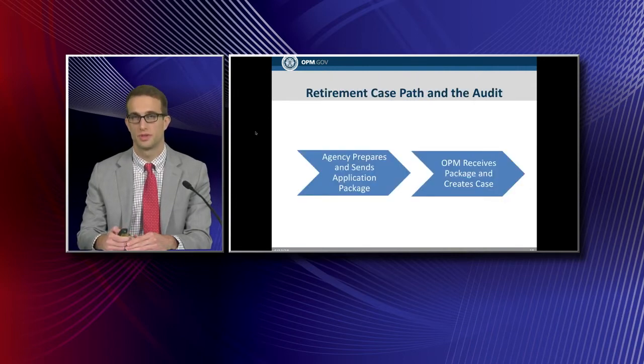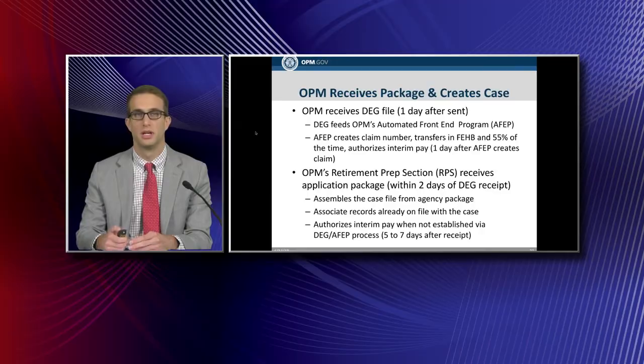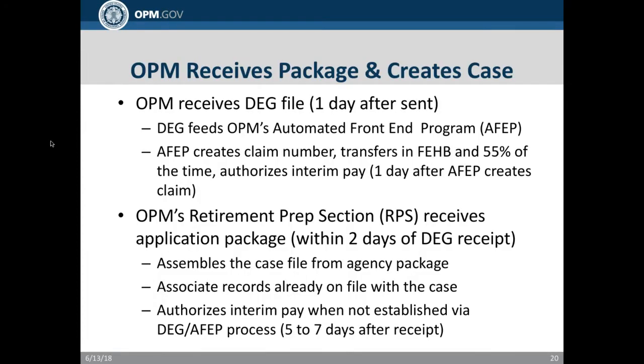And from there, once we receive the case, a few things happen. The first is the data exchange populates our front-end system, and generally 55% of the time we are able to put the retiree into interim pay from there, because we get the health benefits information, life insurance, final salary, as well as their service history computation date. So 55% of the time, like I said, the cases are put into interim pay.